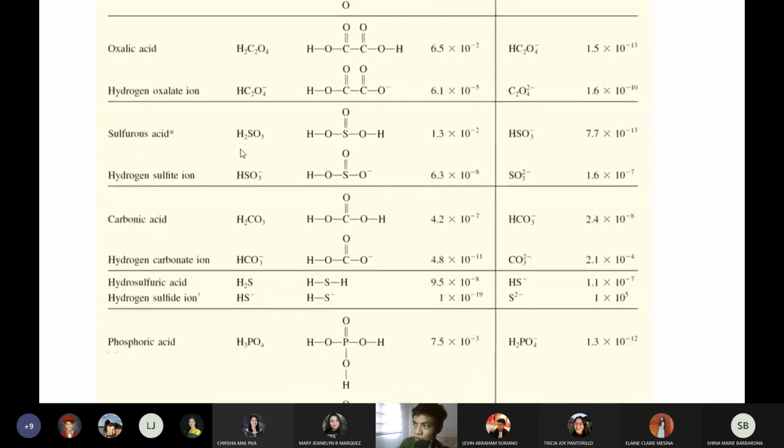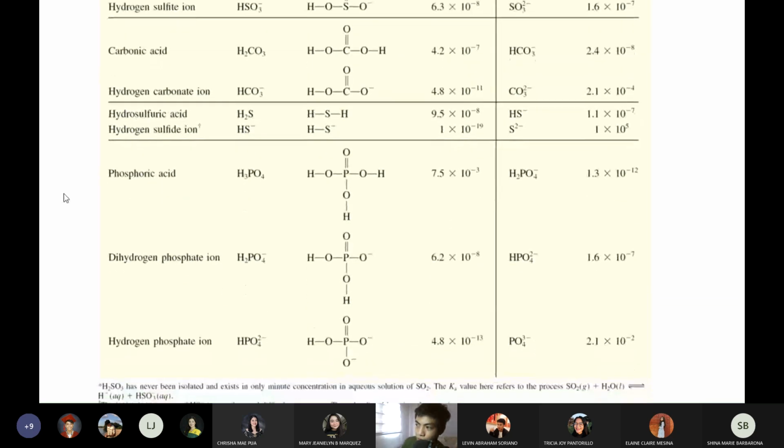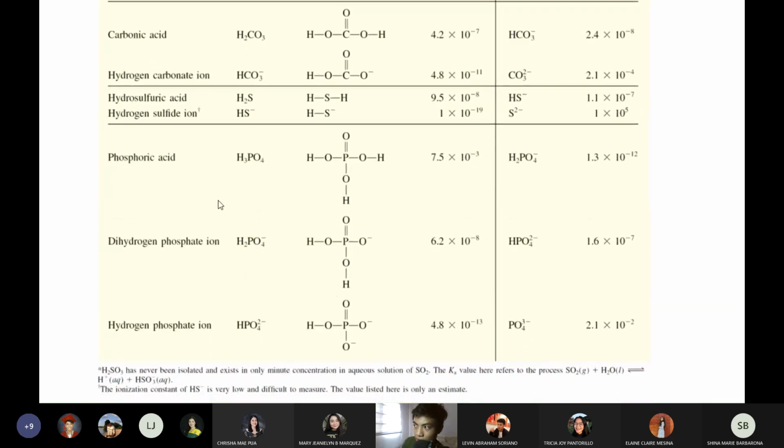Sulfurous acid, H2SO3, 2 rin, 2 steps. Carbonic acid, 2 steps din. Hydrosulfuric acid, 2 steps din. And for the phosphoric acid, 3 steps, kasi 3 yung H natin. Don't worry, hanggang 3 lang yung limit. Walang tetraprotic acid. Walang ganun.